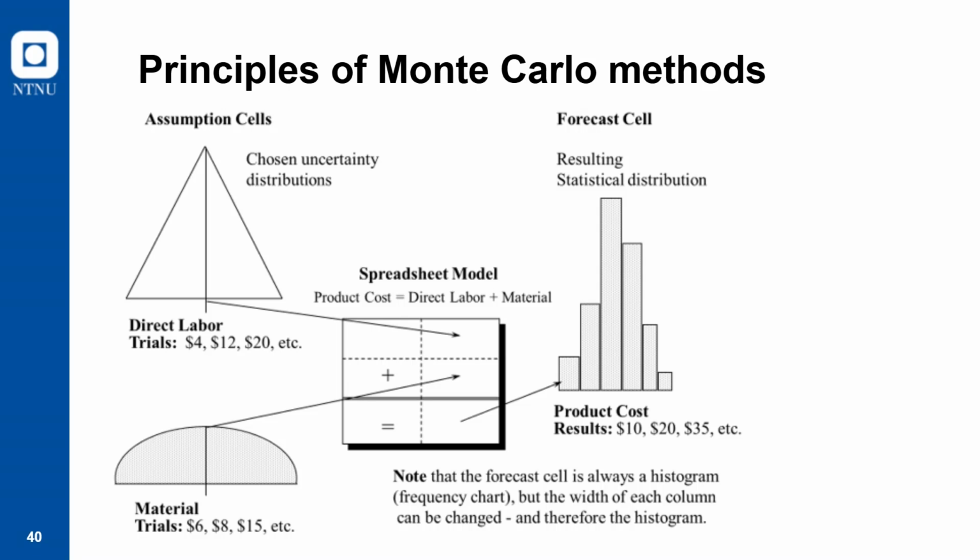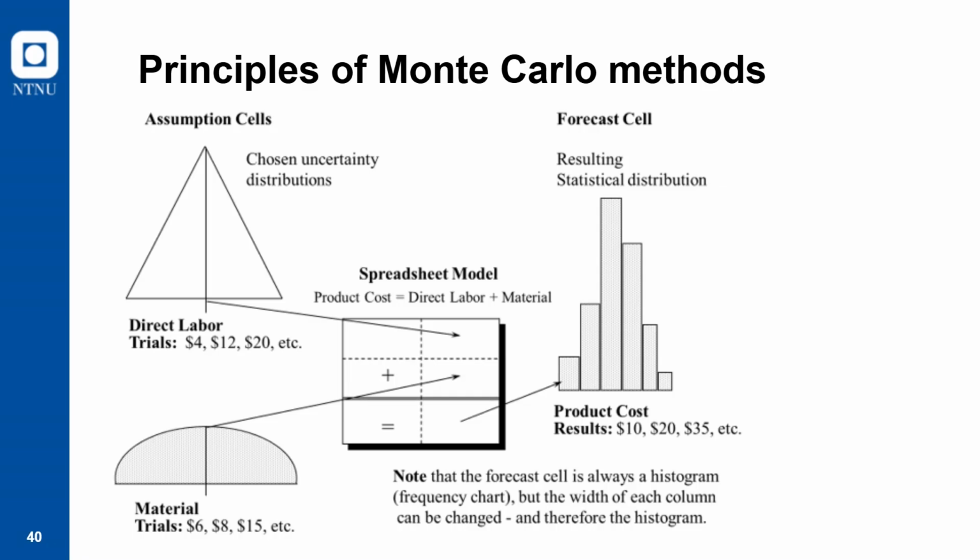So let me have just a very quick example. Here we have two assumptions. We have a simple model. Product cost equals direct cost plus material. Very simple, just plus. That's it. In a Monte Carlo simulation, you pick a number according to the uncertainty distribution on direct labor and one on material, you add them together and you store it in the system. So for example, $4 for direct labor plus 6 for material is 10. 12 plus 8 is 20, 20 plus 15 is 35, etc.